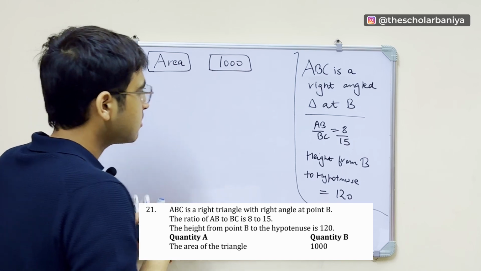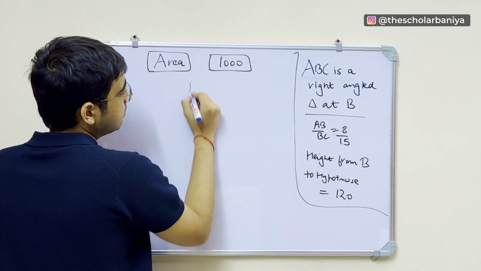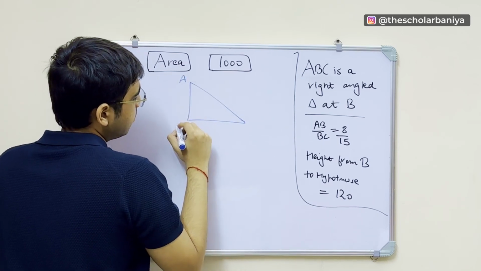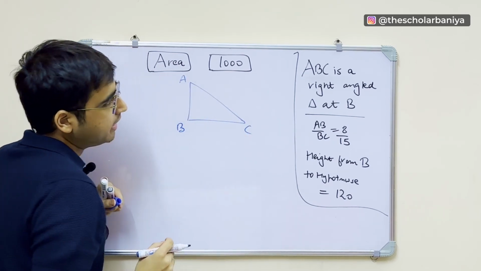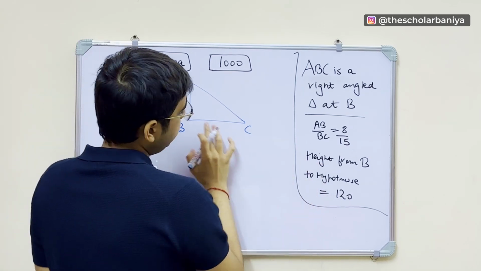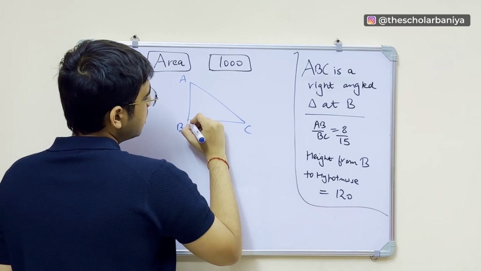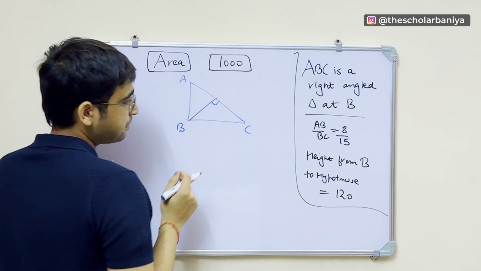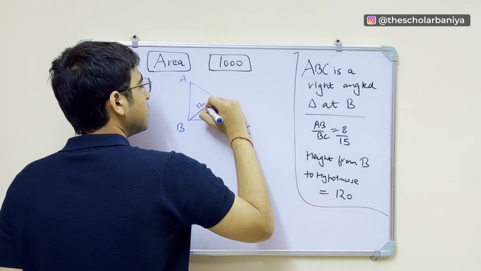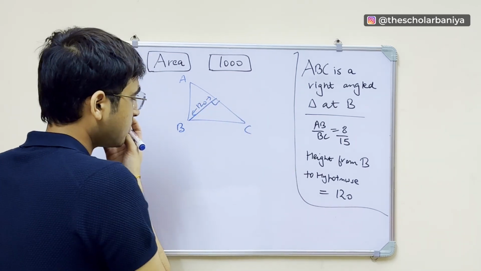So let's visualize this. We know ABC is a right angle triangle at B, right? So if this is ABC, A, B, C, and we drop a perpendicular from B to the hypotenuse. This is the hypotenuse, so we drop a perpendicular, okay, and this length is going to be 120. I hope this should be clear, right?